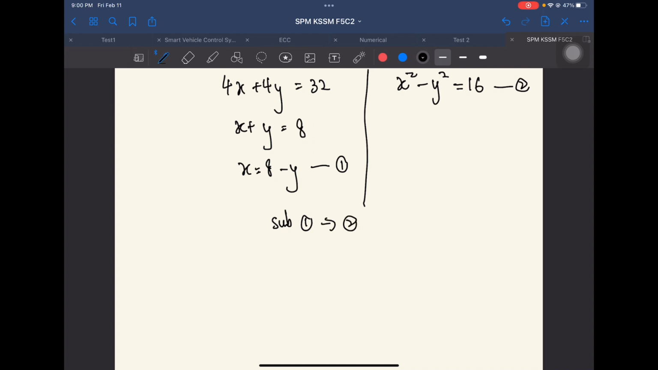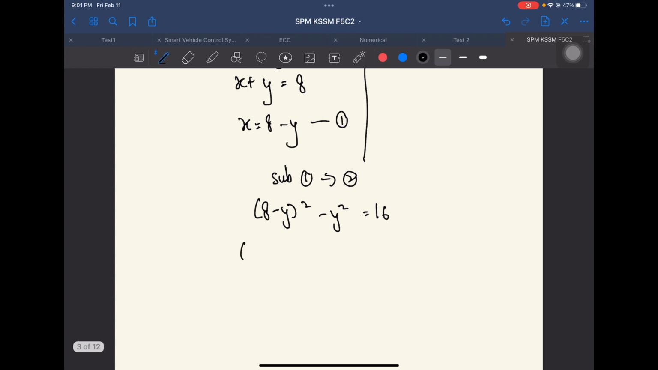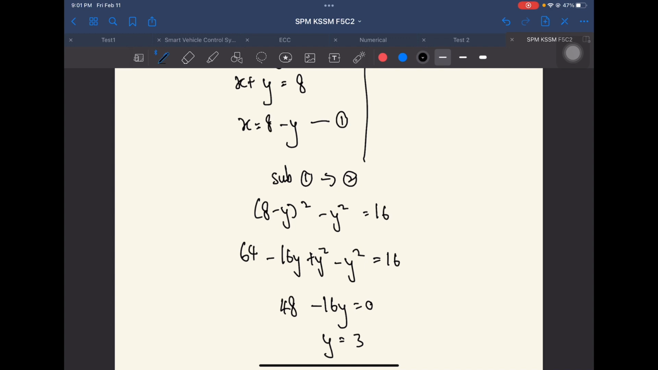So you got (8 minus y) squared minus y squared equal to 16. So expand this, 64 minus 2 times 8, 16y plus y squared minus y squared equals 16. So 64 minus 16, 48, minus 16y equals to 0. y equals to 3. Okay?